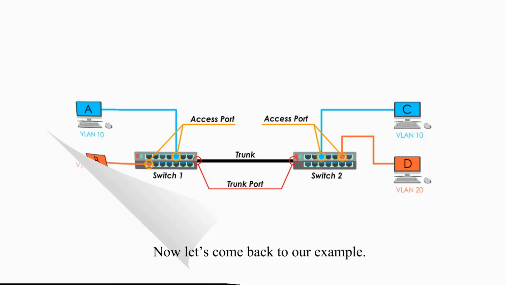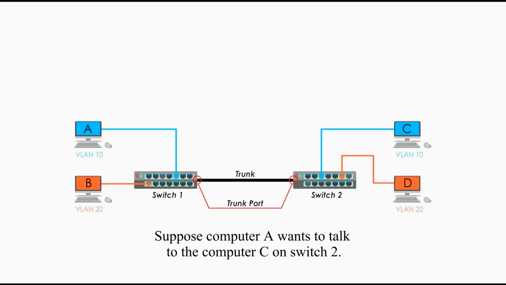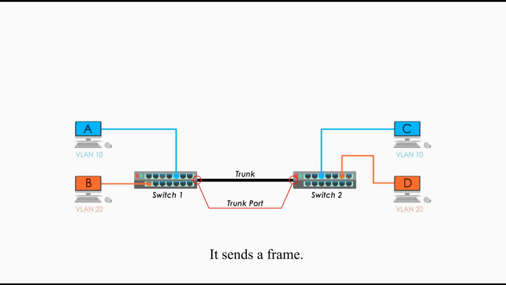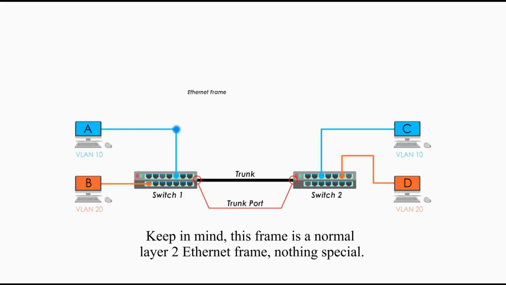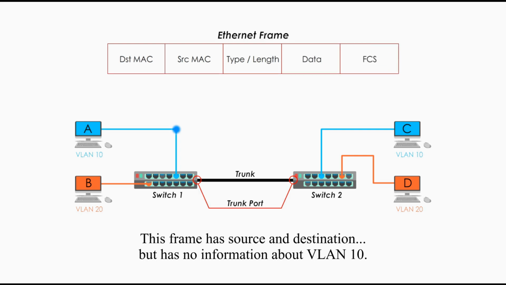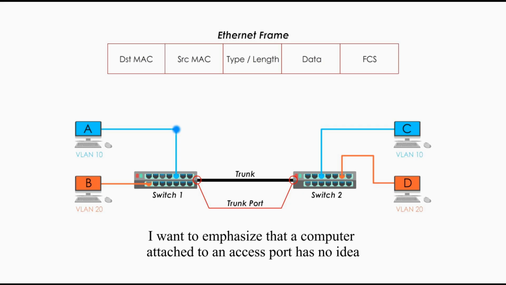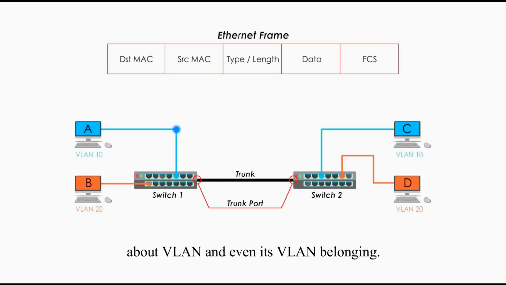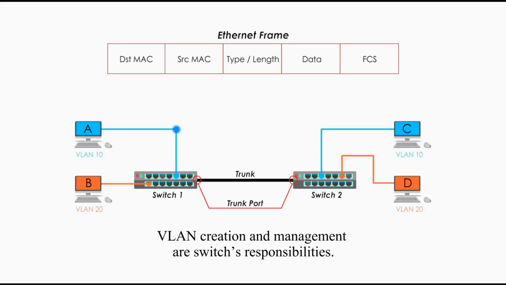Now let's come back to our example. Suppose computer A wants to talk to computer C on switch 2. It sends a frame. Keep in mind, this frame is a normal layer 2 Ethernet frame, nothing special. This frame has a source and destination and so on, but has no information about VLAN 10. I want to emphasize that a computer attached to an access port has no idea about VLANs and even its VLAN membership. VLAN creation and management are switches' responsibilities.